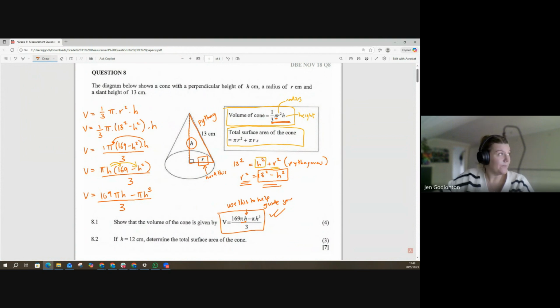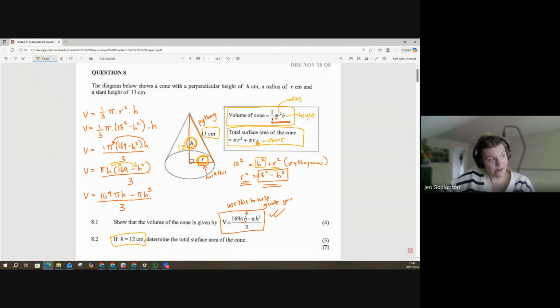So now, for the next part of this question, you know that the slant, so that's S. S stands for slant. You know S is 13. They're telling you that H is 12. We can find R because of Pythagoras, which means now you can find the surface area of the cone. So I want to give you guys a chance to give that a try now. So now that you have this information, see if you can find the surface area of the cone.